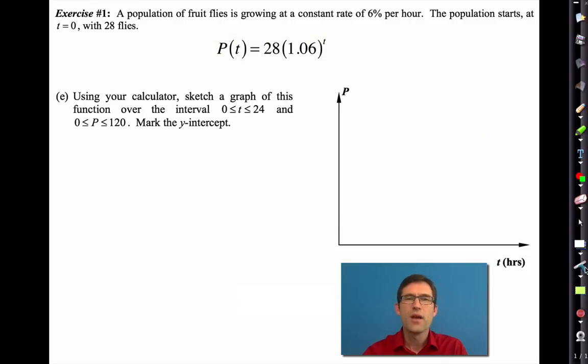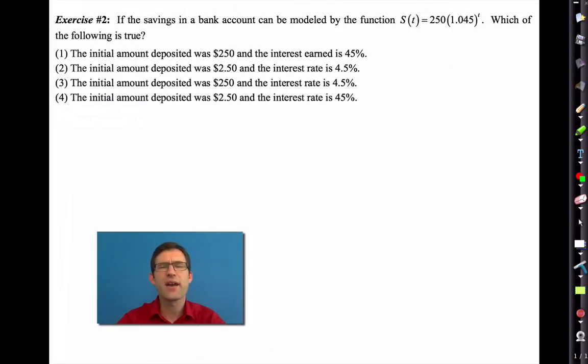All right, so let's take a look at a nice multiple choice problem. Now what we want to be able to do is look at this and interpret it. It says, if the savings in a bank account can be modeled by the function s of t equals 250 times 1.045 to the t, which of the following is true? So pause the video now and think about this a bit. All right, let's take a look.